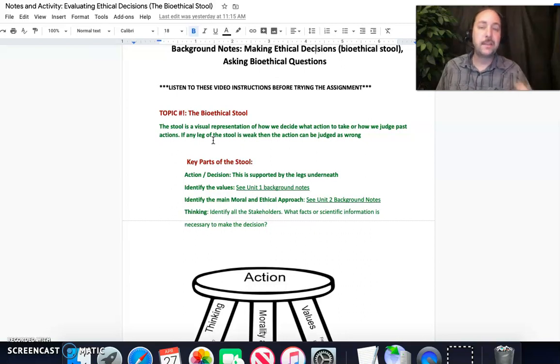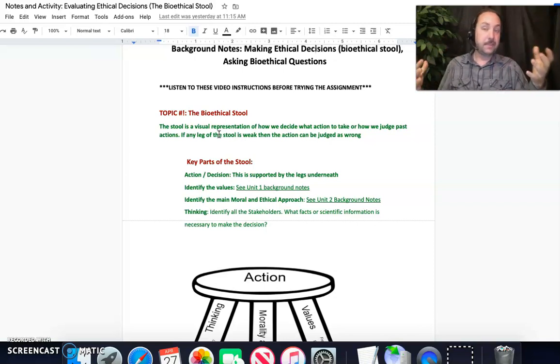we begin with this idea of what a bioethical stool is. So the stool is not like an official bioethical thing. It's something I kind of created as a way to help students better understand how to evaluate actions and things like that in bioethics. So if we look here in the red, topic number 1, the bioethical stool is supposed to be a visual representation of how we decide what action to take or how we can judge a past action. It's a three-legged stool.